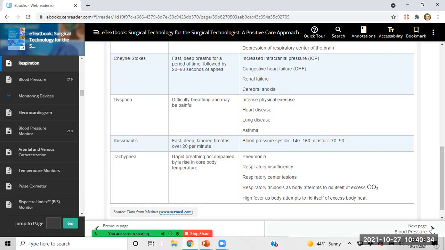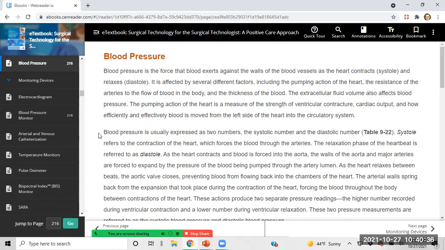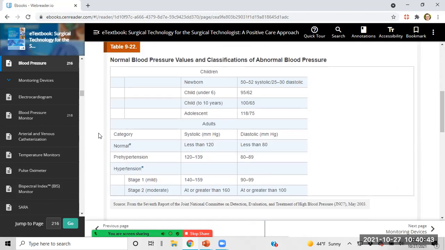And then let's move to blood pressure. Blood pressure has a range. You have two numbers, a systolic and a diastolic. Systolic is on top, diastolic is on the bottom. Here you can see all of these normals. For children, we normally see newborns at 50 to 52 over 25 to 30. Children, 95 over 62, up to 10 years, 100 over 65. And then adolescent, like 118 over 75.